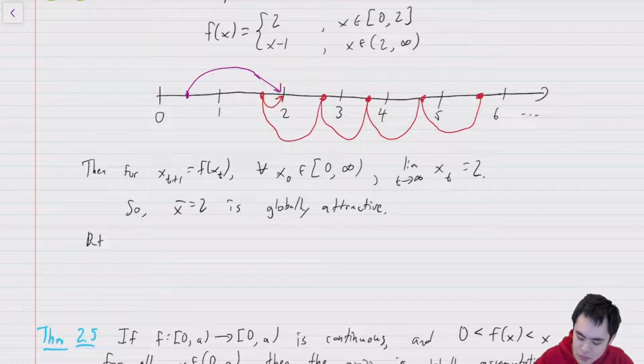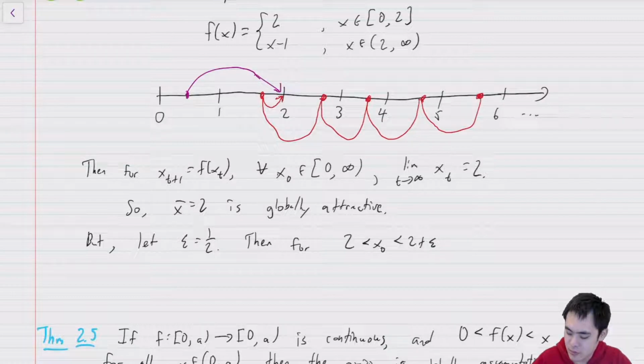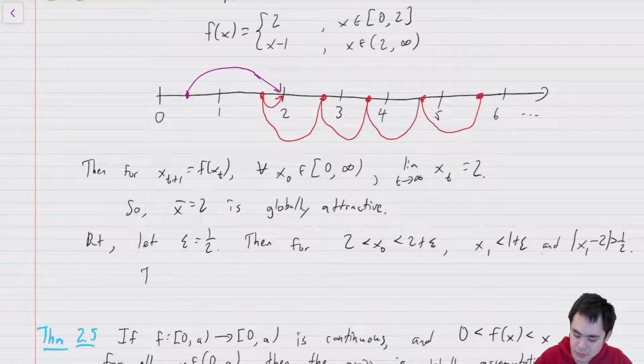But remember the delta epsilon definition of locally stable. Let epsilon be equal to 1/2. Well, then for 2 less than x naught less than 2 plus epsilon, x1 is less than 1 plus epsilon, and x1 minus 2 is greater than 1/2, so x bar equal to 2 is not locally stable.